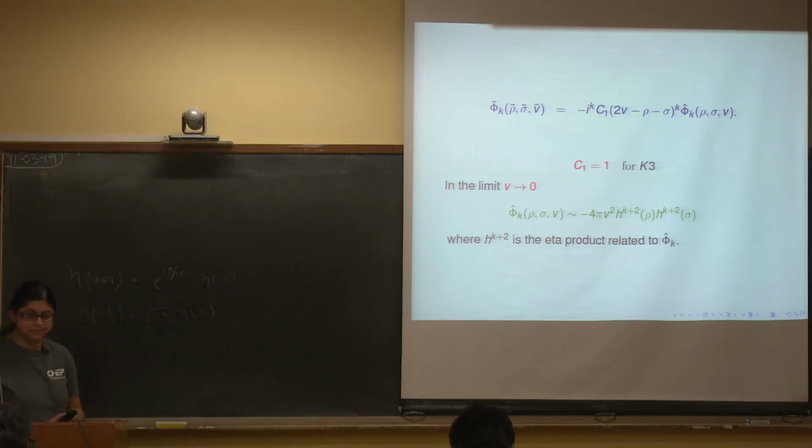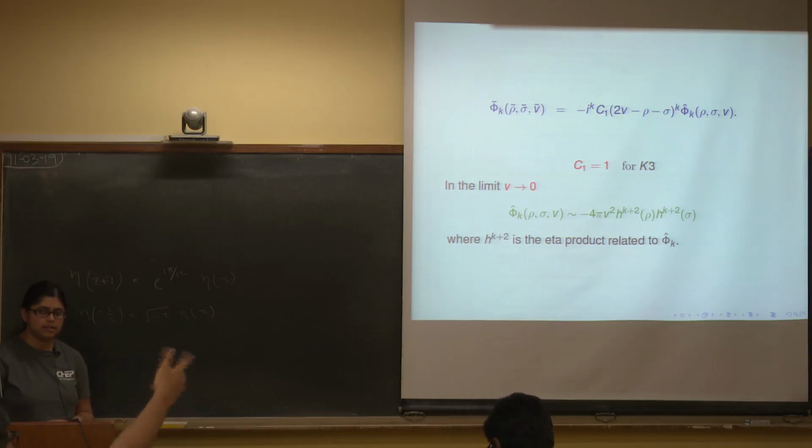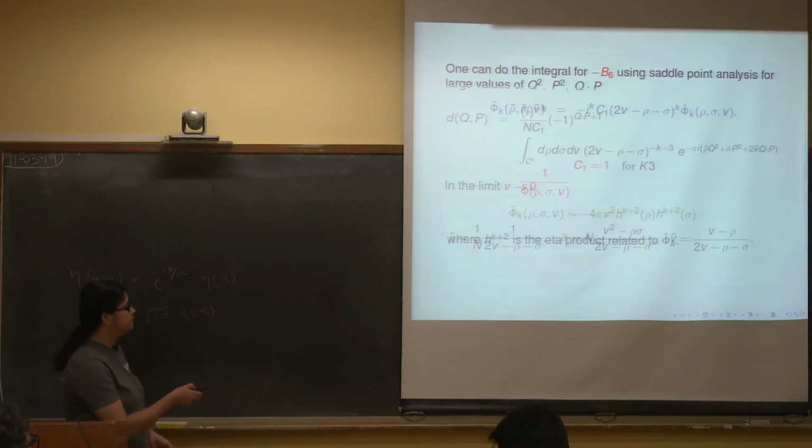worked out before. Yes. You computed the twisted elliptic genus with R and S group elements inserted. So when you compute B6, where does that enter? It enters through this.